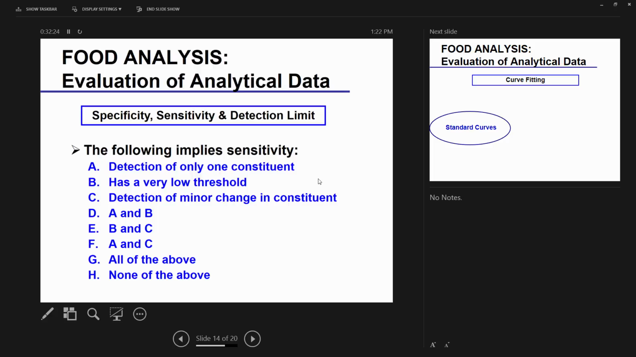So, detection of minor change in constituent. What's the minimum difference that the machine can detect between the two different samples or more?